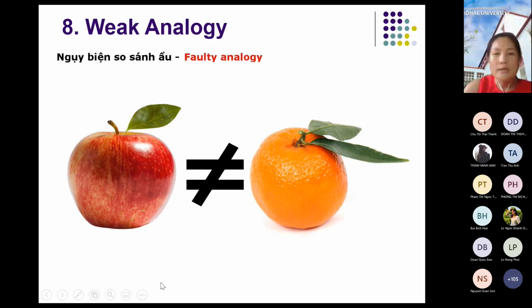Now, let's look at the picture here and try to list the similarities between these two objects. An apple and an orange. Now, can any of you list the similarities for me? You can put it in the chat box. It's okay if you don't want to raise your voice. You can still use the chat box.